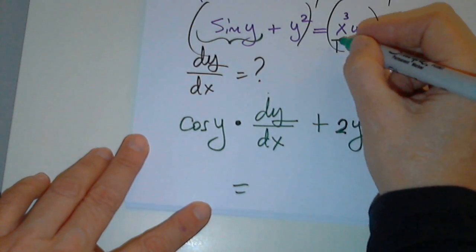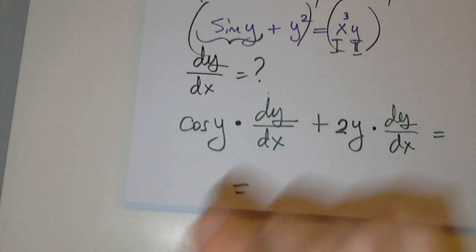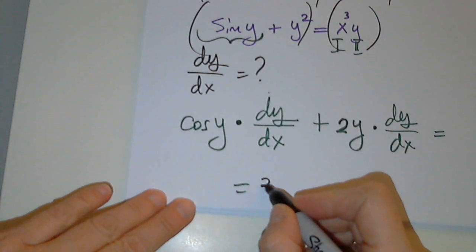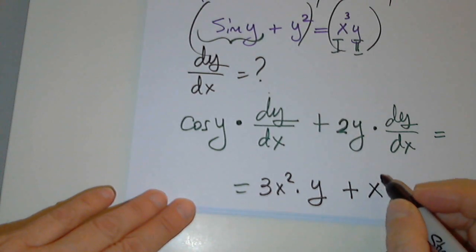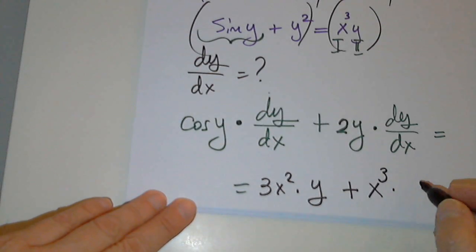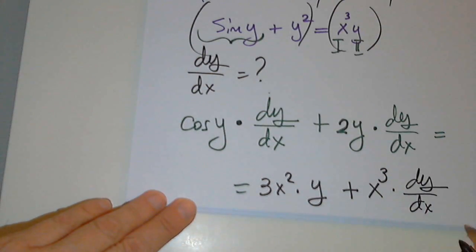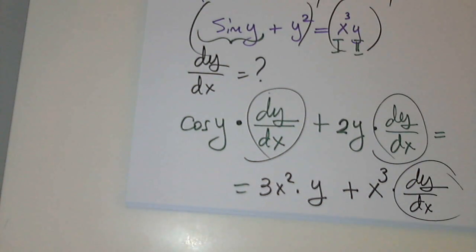equals now, but these are two functions, and this is a product. Therefore, I have to apply the product rule. One function is x cubed, the other function is y, that I don't have, but it's a function of x. So when I differentiate x cubed, what do I get? Very good. Times the second function plus x cubed times the derivative of the second function, which is dy over dx. Remember, this is the variable now. This is what I am going to solve for.